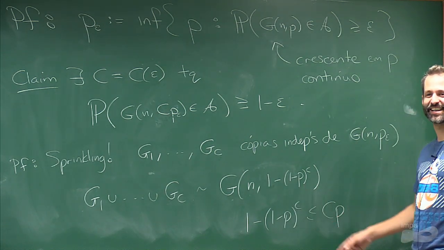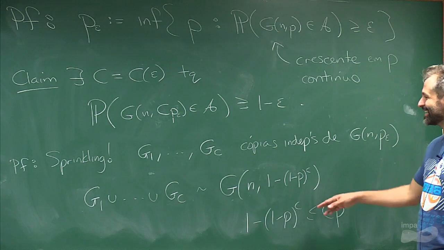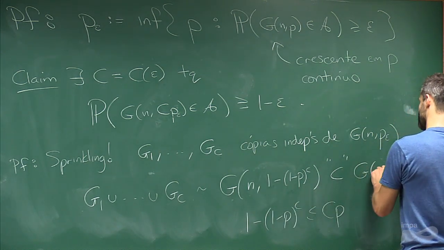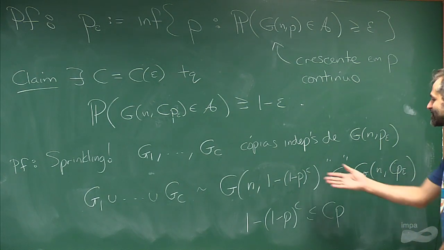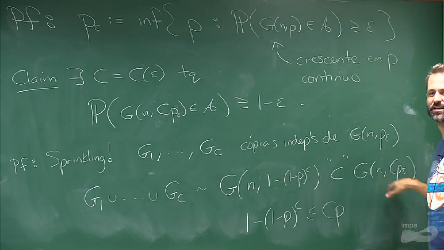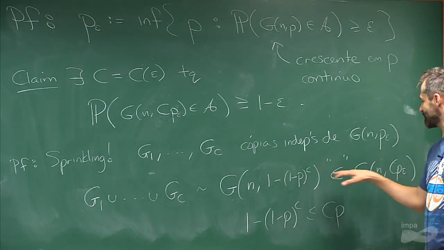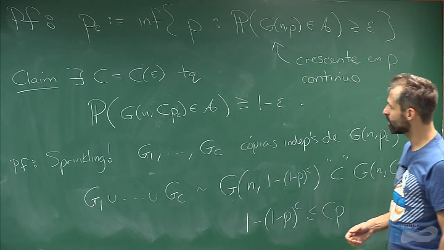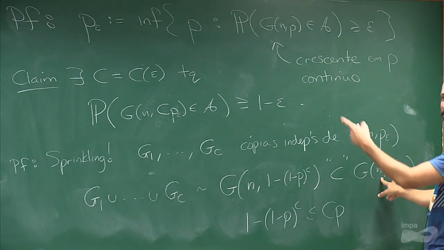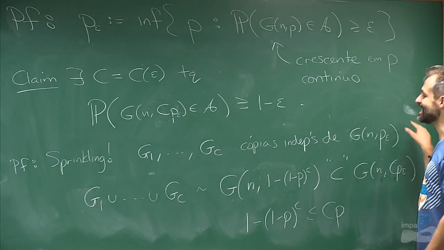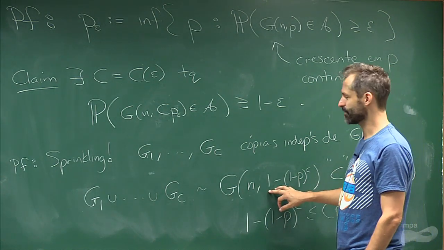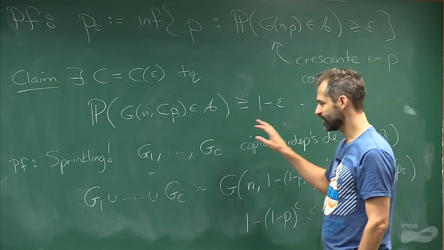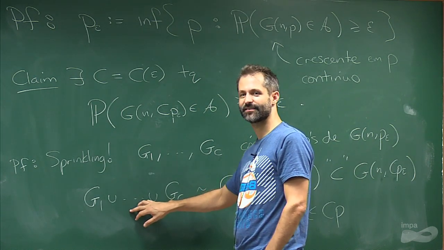Maybe it's Markov again. Anyway, this thing is sort of contained in G(n, c p epsilon) in the sense that there's an obvious coupling that embeds this one and this one. This is just take all the edges in here and then add in some more random ones. So the probability that this guy is in A is at least the probability that this guy is in A, which is at least the probability that at least one of these guys is in A.